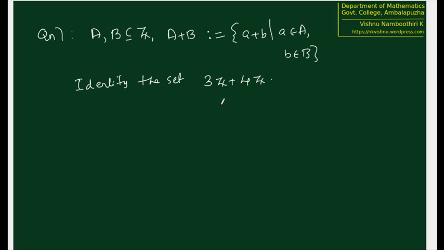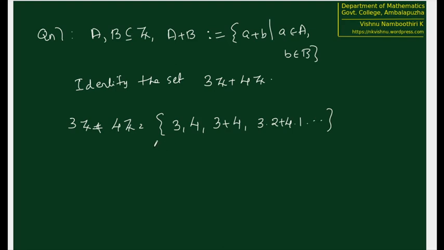Probably we can have a look at what's happening here. If you try to expand, this is going to be a somewhat tedious job. 3Z plus 4Z: definitely 3 is there, definitely 4 is there, definitely 3 plus 4 is there. Now 3 into 2 plus 4 into 1 is going to be there, etc. But if we proceed like this, it's going to be a huge task to verify what exactly this set is going to be.